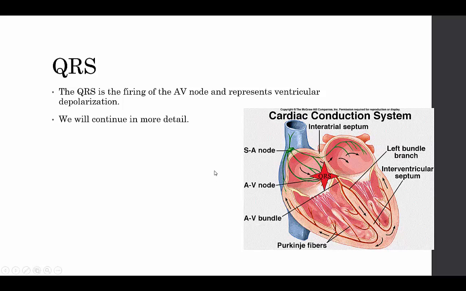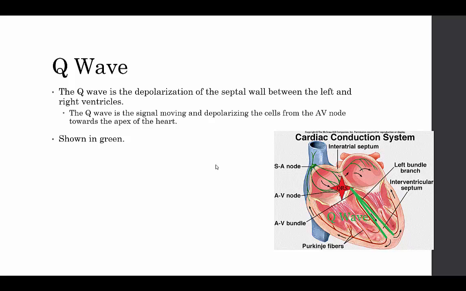And we'll go into more detail here. So the Q wave is the depolarization of the septal wall between the left and the right ventricle. The Q wave is the signal moving and depolarizing the cells from the AV node towards the apex of the heart, and you can see it right here. Again, you see the AV node and the little star, and what the Q wave represents in green, the depolarization of this septal wall towards the apex of the heart.